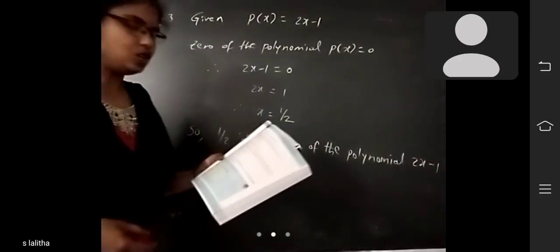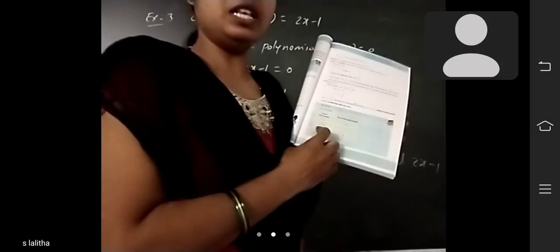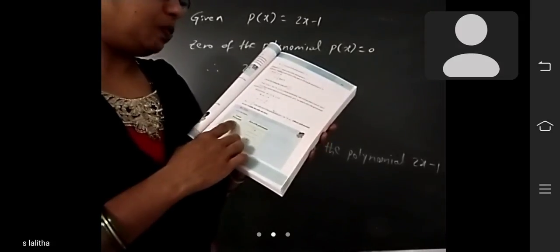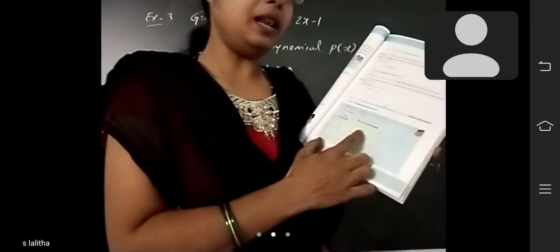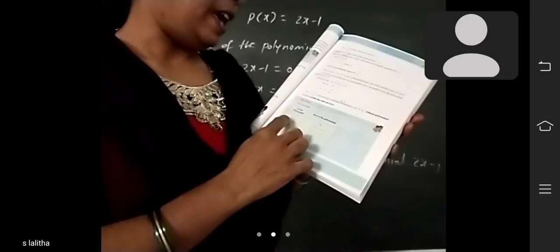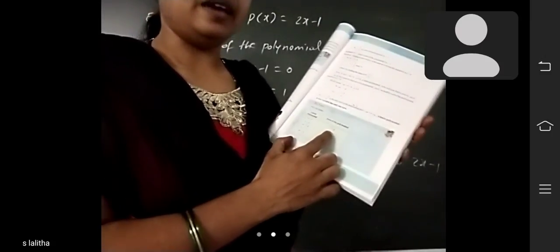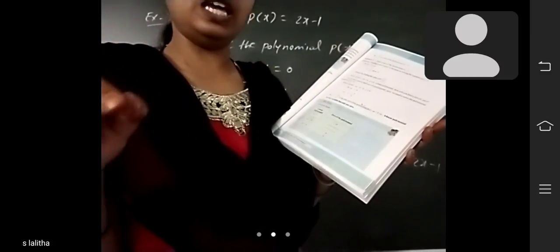Next, to do this, see children, fill in the blanks. These are all linear polynomials. Linear polynomials, the degree has only 1. That is called linear polynomial. And the 0 of the polynomial x plus a. What is the 0 of the polynomial? Minus a. X minus a, what is the 0 of the polynomial? A. So x minus a equal to 0.